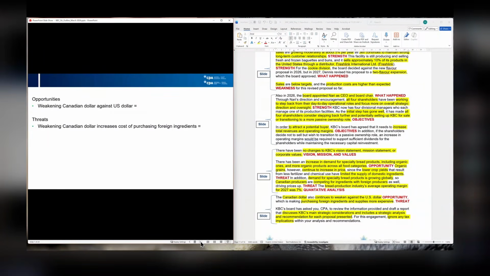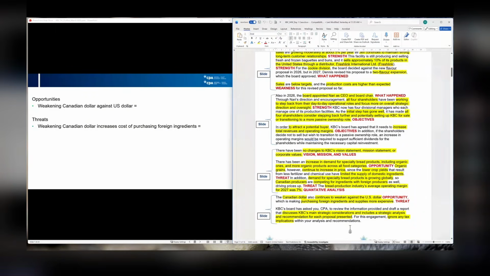And then in the last few paragraphs on this page, there's another opportunity and threat. So the weakening Canadian dollar against the US dollar, that's an opportunity because then US suppliers are looking at purchasing more Canadian products. It's attractive. There's a threat though. It turns into a threat from the weakening Canadian dollar. It increased the cost of purchasing foreign ingredients.